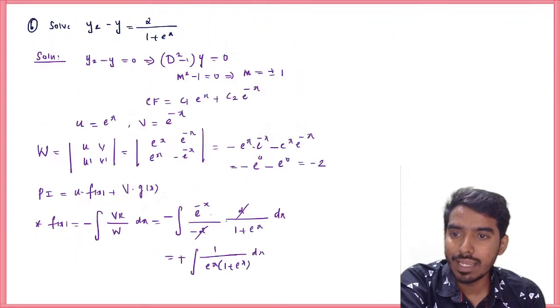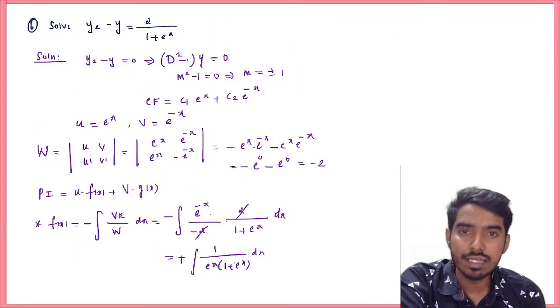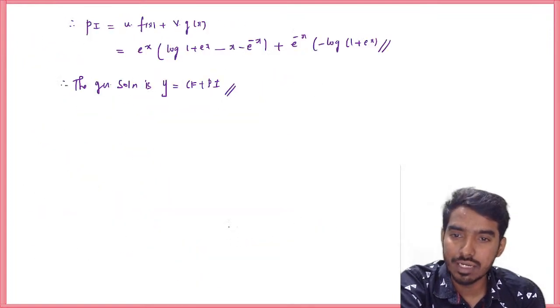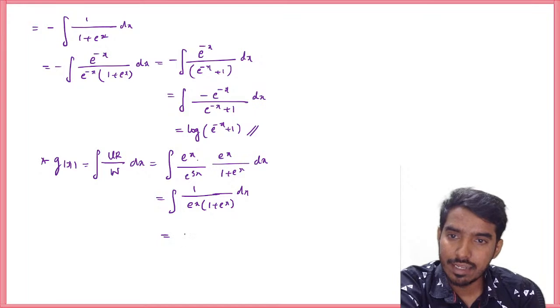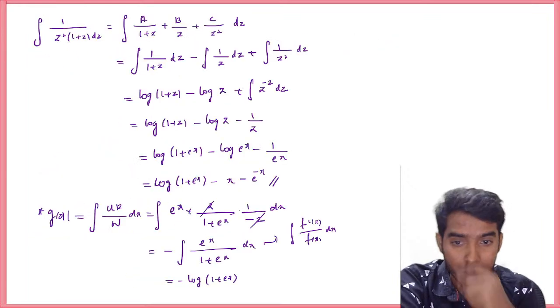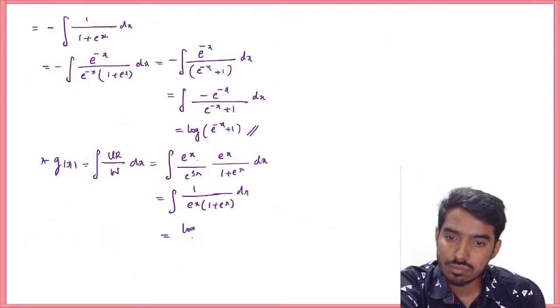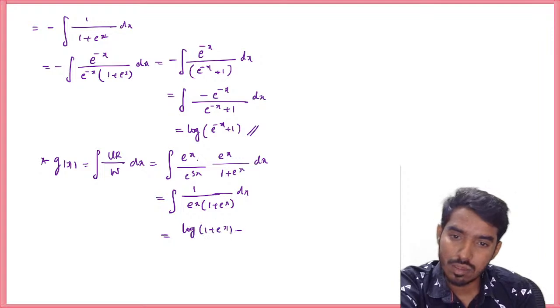We know the integration of 1 by e power x into 1 plus e power x. We already know the solution, so I'm going to write it directly. The solution is log of 1 plus e power x minus x minus e power minus x, right? So refer to the previous problem.